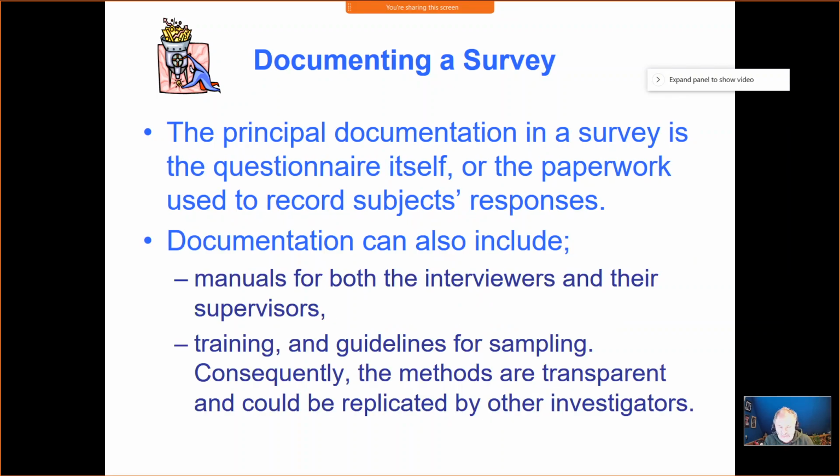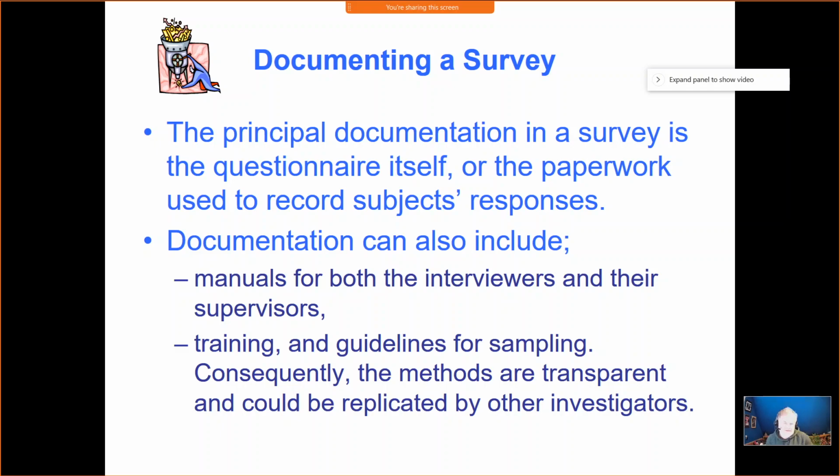The principal documentation of the survey is the questionnaire itself, or the paperwork used to record subjects' responses, right? So you can document the questionnaire in your proposal, or, if you're doing a paper survey, you can also have a copy of your actual paper survey.